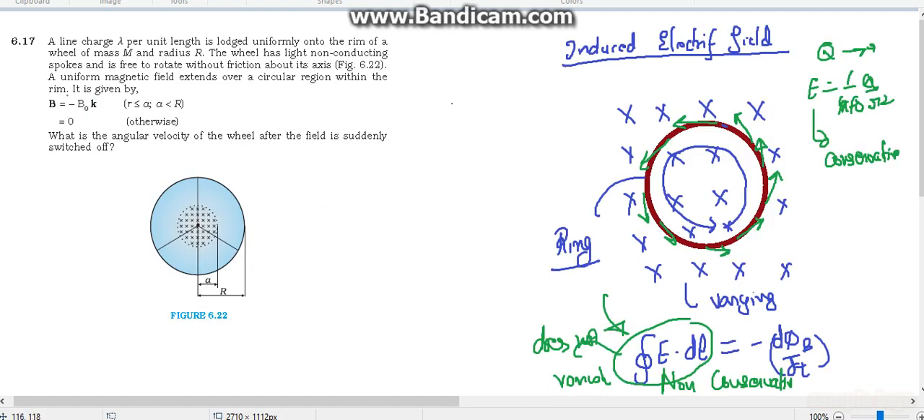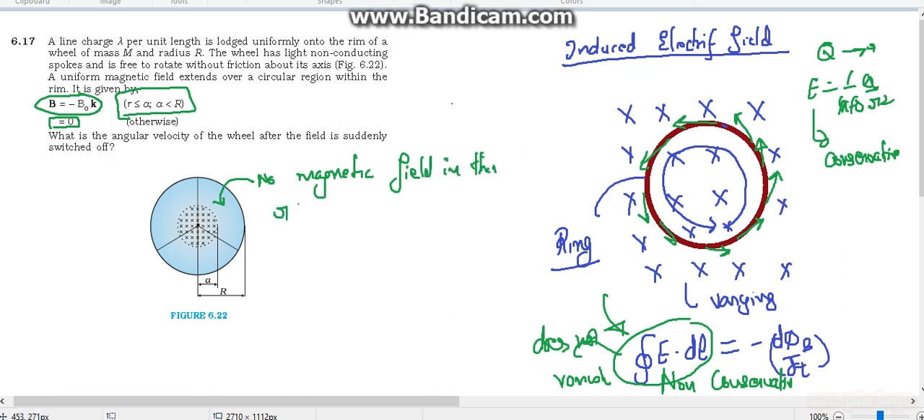Here the magnetic field is given as B is equal to minus B0 k for r less than or equal to a, and is equal to 0 otherwise, meaning no magnetic field in the outer region. The radius up to here is a.